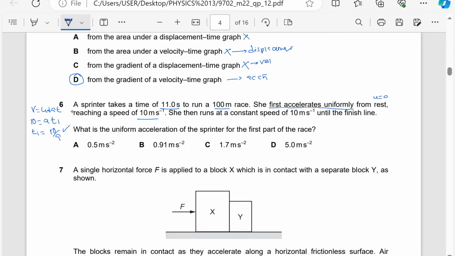She then runs at a constant speed of 10 meters per second, which means the acceleration there is 0, until the finish line.